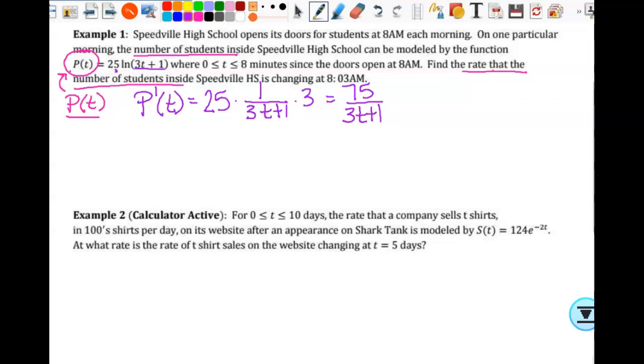All right, so then what do we need to do next? Substitute, okay? So I need P prime of 3. That's going to equal 75 over 3 times 3 plus 1. So what's 3 times 3 plus 1? 10. Okay, now could I leave it like this? I could totally leave it like this. We'll go ahead and finish it. But we get 75 over 10, which is 7.5 what? Students per minute.